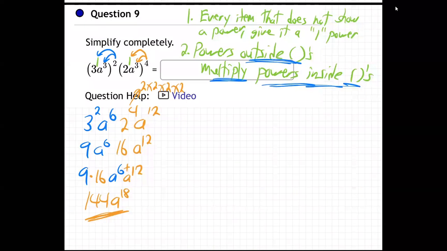So one more time, what are the 2 rules? First off, every item that does not show a power, give it a 1 power. So give that 3 and that 2 a 1 power. And then powers outside parentheses multiply powers inside, powers with powers. Then you multiply, you get this, and then just rearrange things. And you add the powers and you multiply the numbers. And there we go.